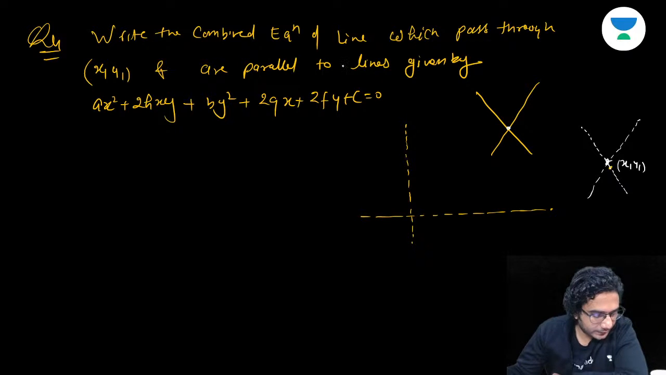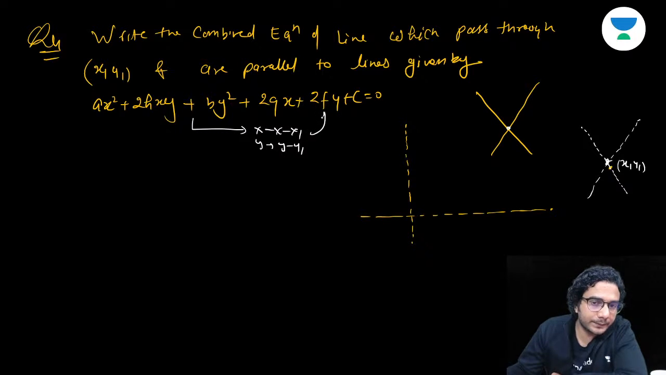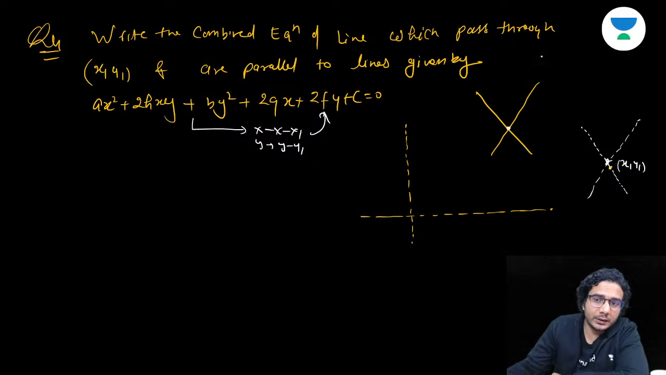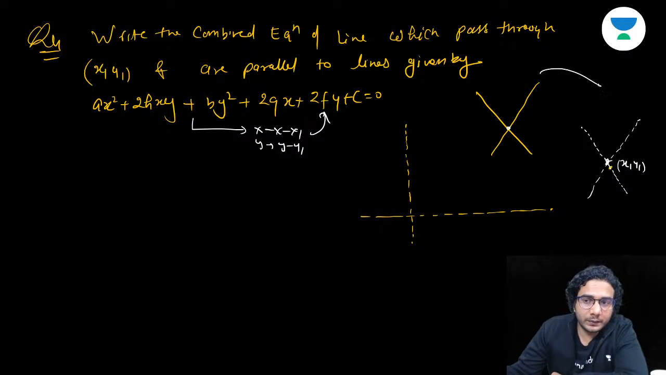You have to replace x by x minus 1, like we did for shifting a curve. But in this equation, are you planning to put x equal to x minus 1 and y equal to y minus 1? So you mean this curve will be shifted here?